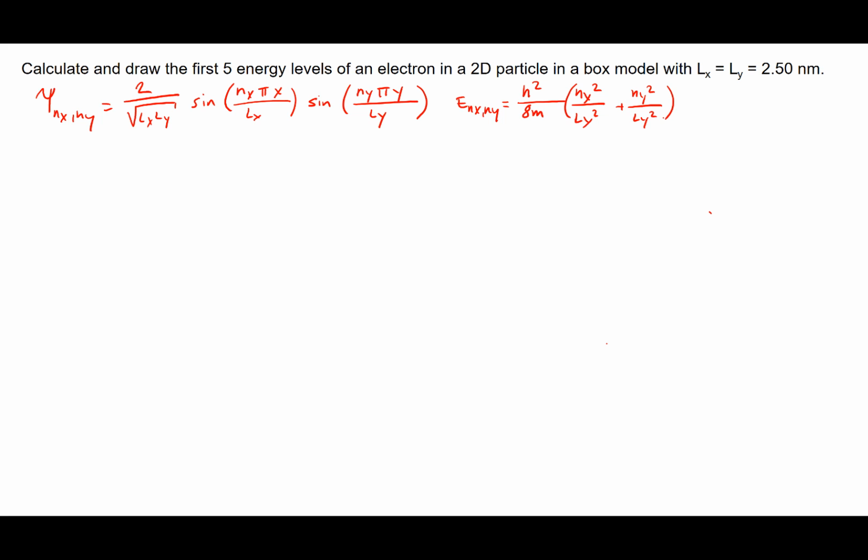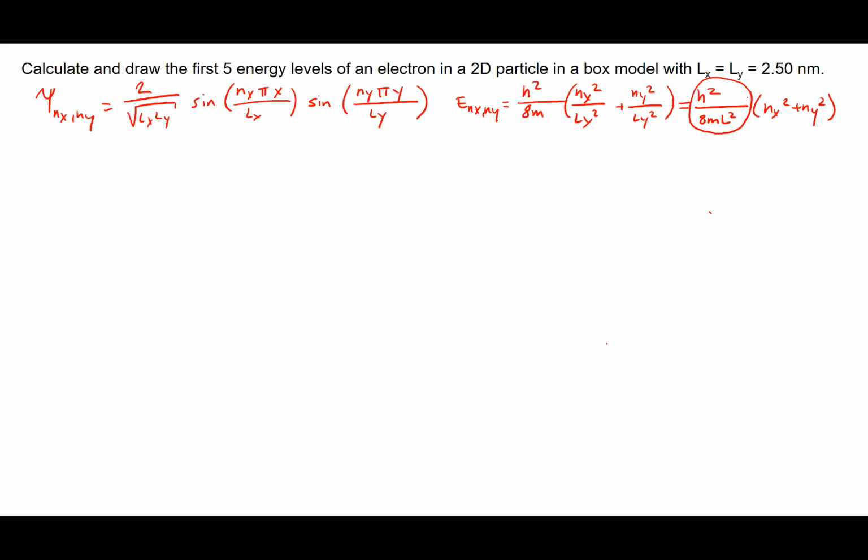Now, a nice thing is, because in this case both Lx and Ly are equal to each other, we can pull those out and simplify our equation. It simply becomes h squared over 8mL squared, times nx squared plus ny squared. That looks extremely similar to what we did in the 1D particle in a box video, where we were able to have this whole thing pulled out, essentially all constants based off of the system that we're looking at.